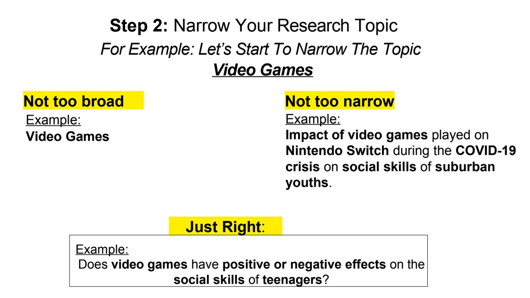We want to find that sweet spot, for instance, of whether video games have a positive or negative effect on the social skills of teenagers. We want to get to that sweet spot of how we can narrow down to get to our perfect research question and research paper topic. So we don't want to be too specific. We want to hit that perfect spot to help us with our search.